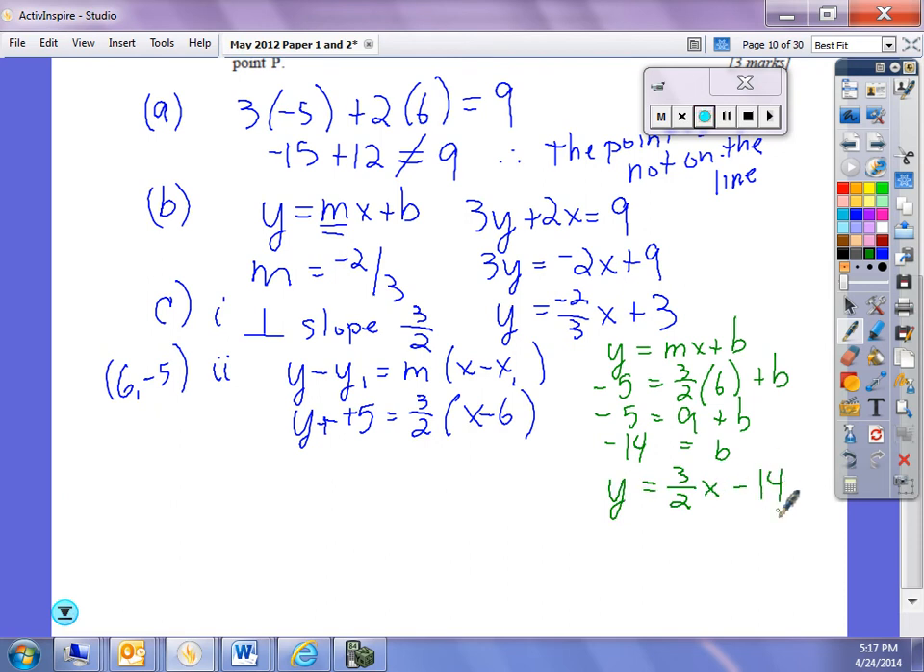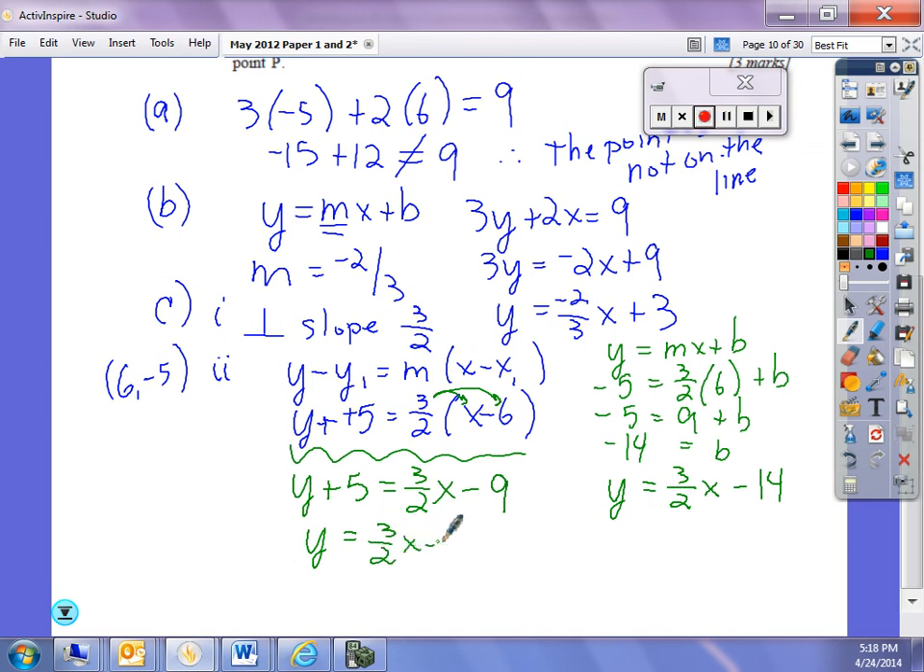Now let's go back over here and look at this equation that I wrote. If I have y plus 5 is equal to 3/2, I'm going to distribute that slope value, 3/2 x. Let's see, 3 times 6 divided by 2 is 9. And I'm going to subtract 5 from each side. Y is equal to 3/2 x minus 14. You're going to end up with the same answer either way. Just use whatever you're the most comfortable with.